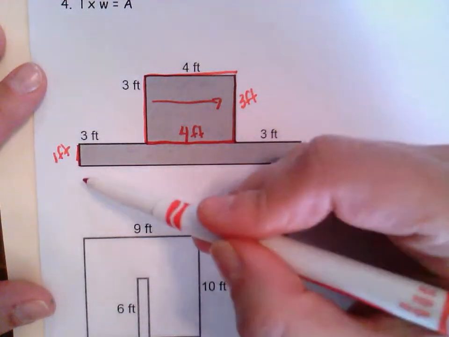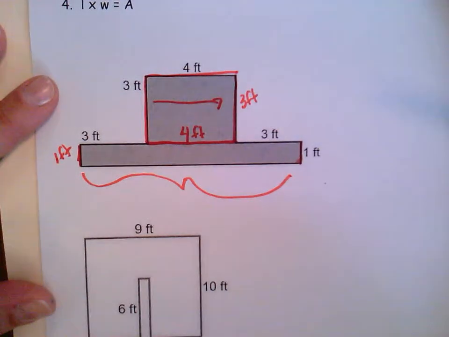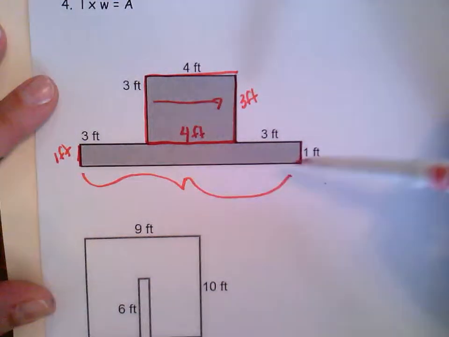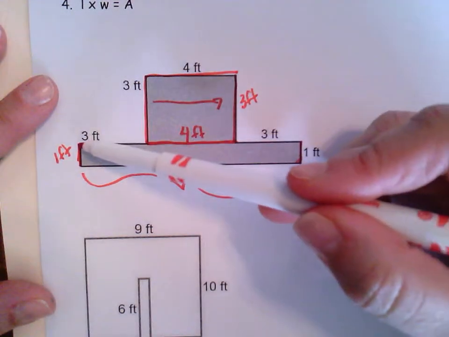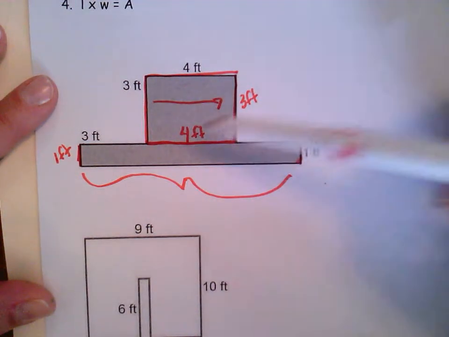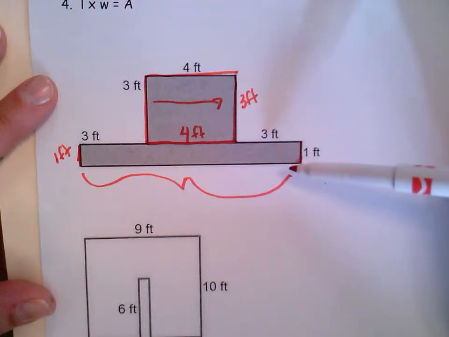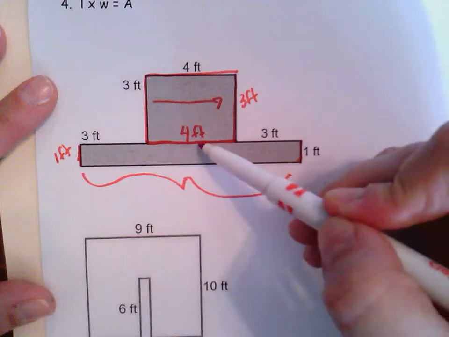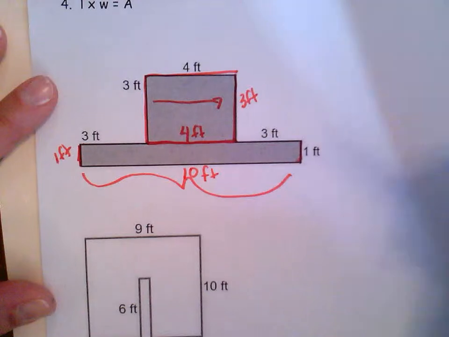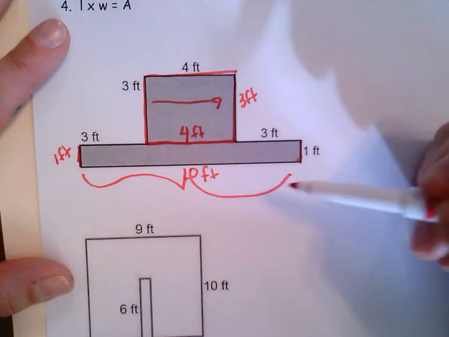The one thing that I don't have labeled yet is this entire piece right across the bottom. Now I'm looking across, and there is no giant side that matches up with it. But I do see that I've got the piece in the middle here that I've already figured out, and this piece over here, which tells me 3 plus 4 plus 3 is going to give me my total length here. So 3 plus 4 is 7, plus 3 is 10. So now I know that this giant piece here is going to be 10 feet. And now I'm ready to go ahead and start solving for the area of these 2 pieces.